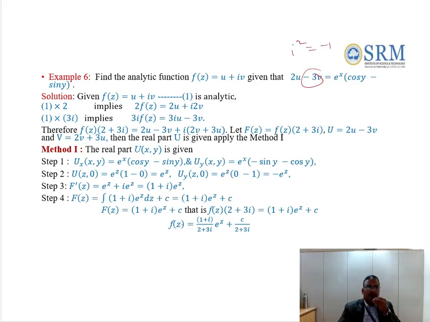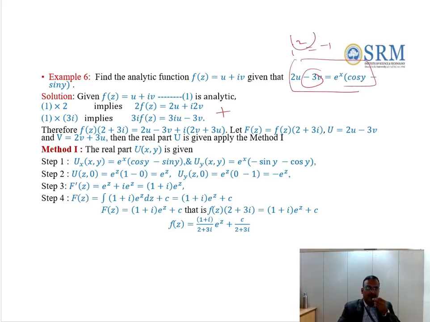Therefore, if you multiply the first equation by 3i, then you will get 3i f of z equal to 3iu minus 3v. If you add these two equations, then you will get f of z into 2 plus 3i equal to 2u minus 3v plus i into 2v plus 3u. Now let us define capital F of z as small f of z into 2 plus 3i, capital U equal to 2u minus 3v and capital V as 2v plus 3u. Then what is given? From this expression, capital U, the real part of capital F of z, is given.